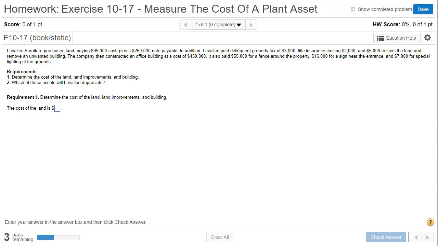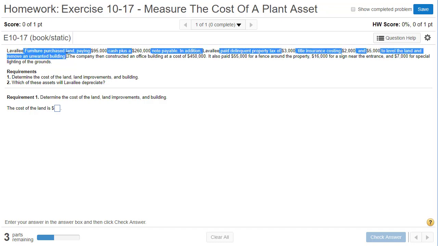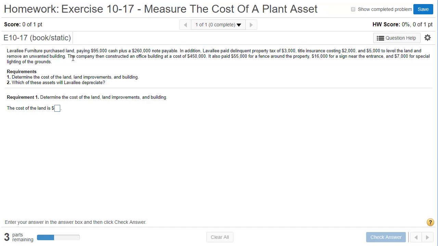Exercise 10-17, we're going to measure the cost of a plant asset. So Lavalley Furniture purchased land and they paid $95,000 cash plus a $260,000 note payable. In addition, they paid delinquent property tax of $3,000, title insurance $2,000, and $5,000 to level the land and remove an unwanted building. The company then constructed an office building at a cost of $450,000.